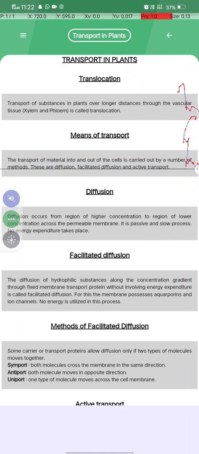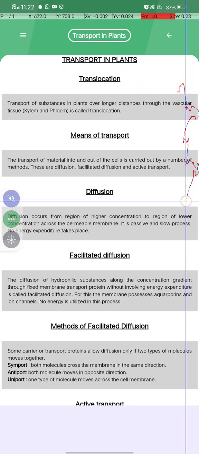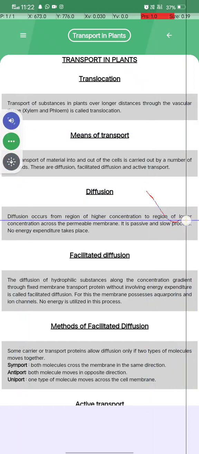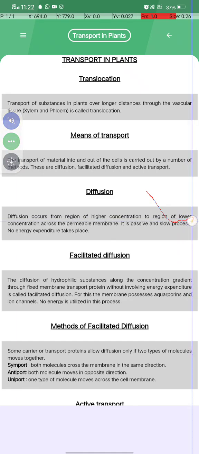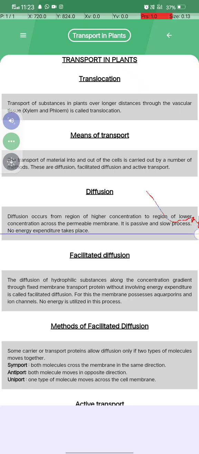by a number of methods, and these are diffusion, facilitated diffusion, and active transport. Diffusion: the diffusion occurs from the region of higher concentration to the region of lower concentration across the permeable membrane, and it is a passive and slow process, and no energy expenditure takes place.